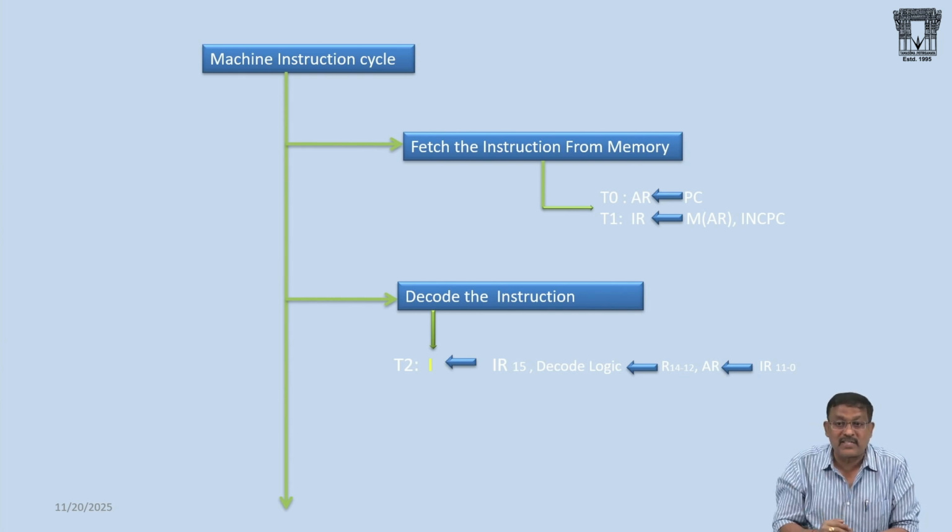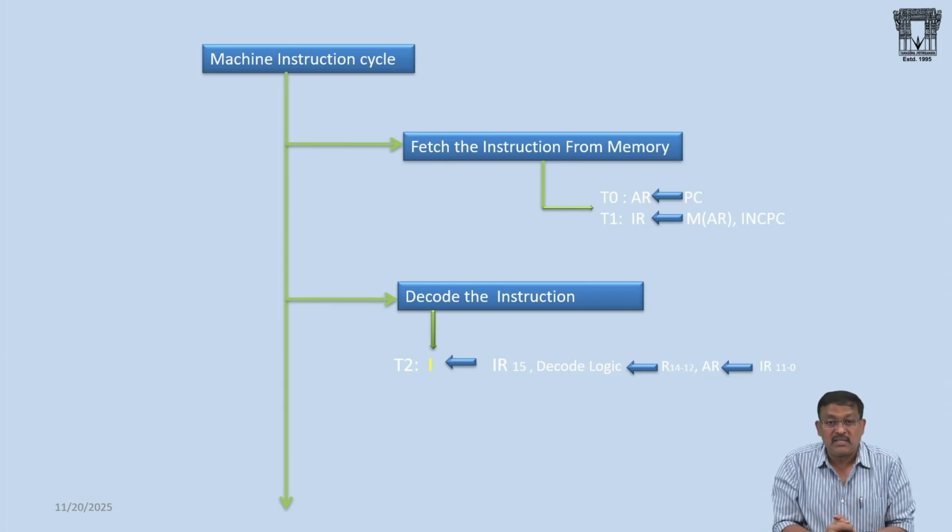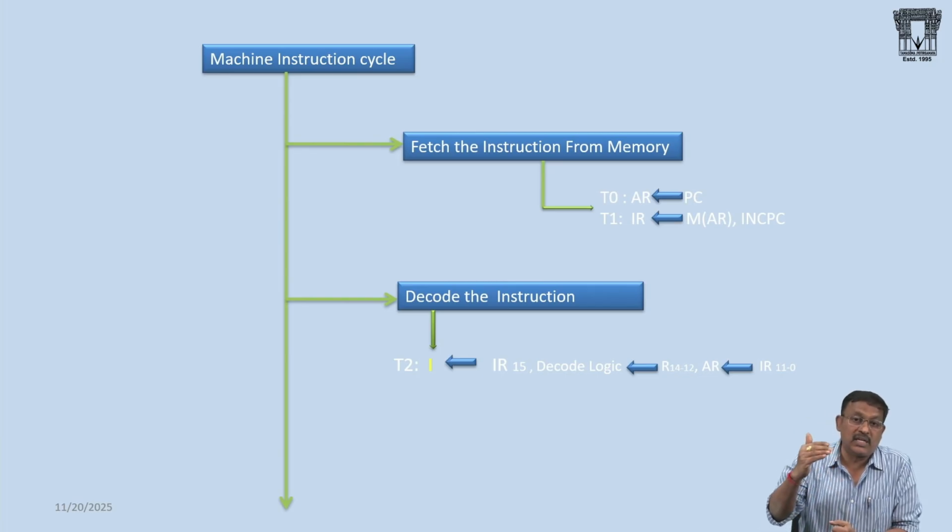3 micro operations are performed. One is the transfer micro operation. IR 0 to 11 bits are transferred to the AR register. IR 12, 13, 14 bits are transferred to the decode logic circuitry. IR 15 is transferred to the I flag. 3 micro operations are performed during the interval T2, during the clock pulse T2. We can call it the interval of the clock pulse T2.